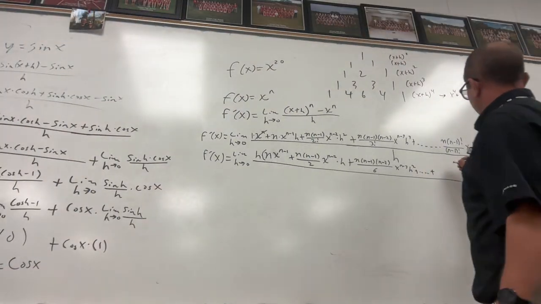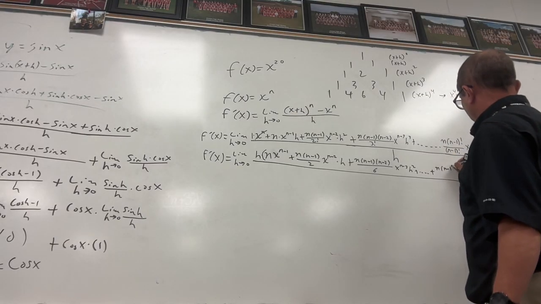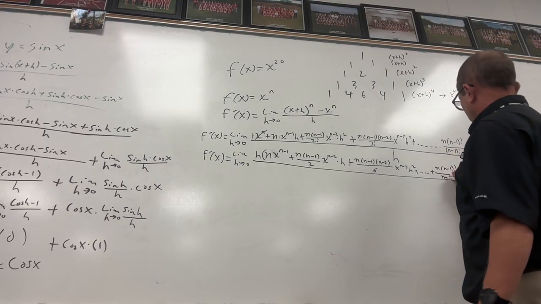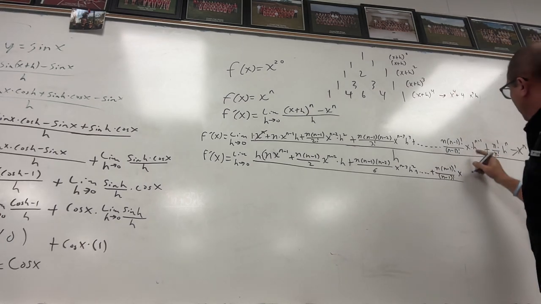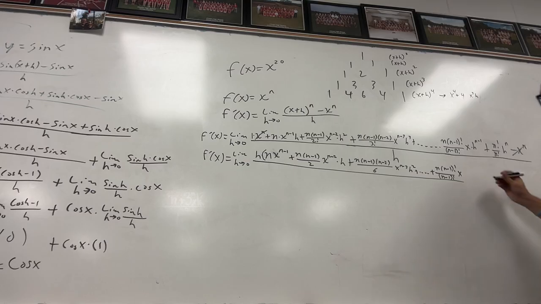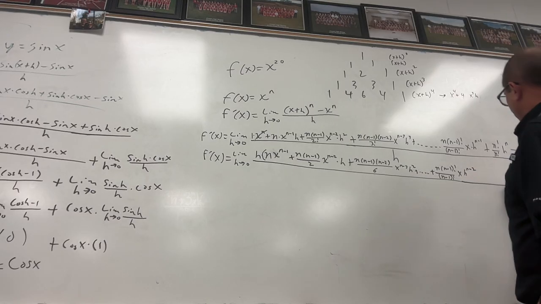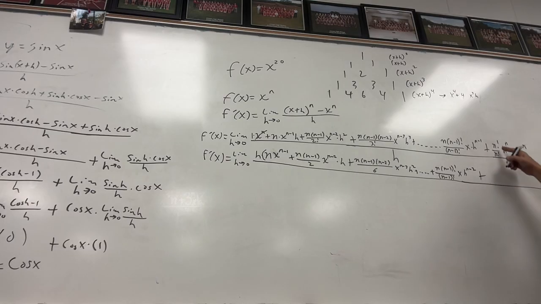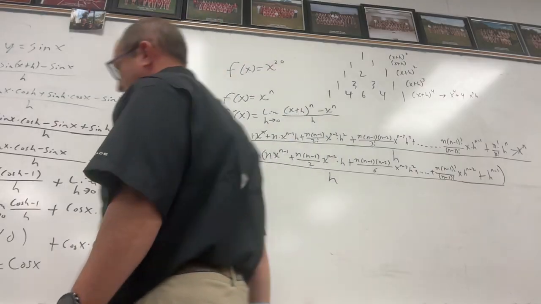Keep going. Now, I'm at n times n minus 1 factorial over n minus 1 factorial. And this is x times h to the n minus 1 would be h to the n minus 2. And then plus, let's just call that 1. So this would be h to the n minus 1, all over h.